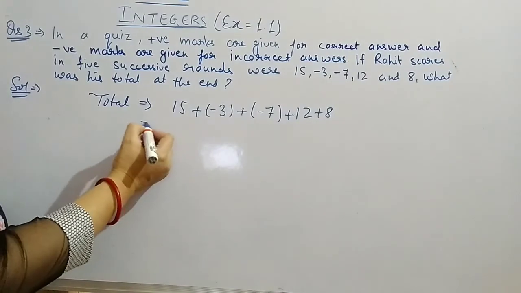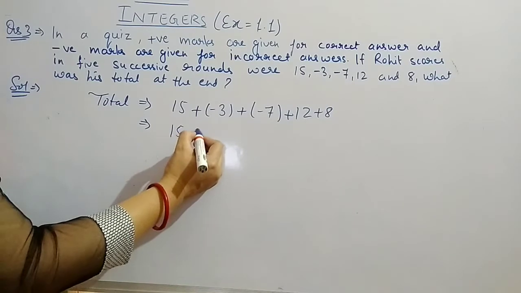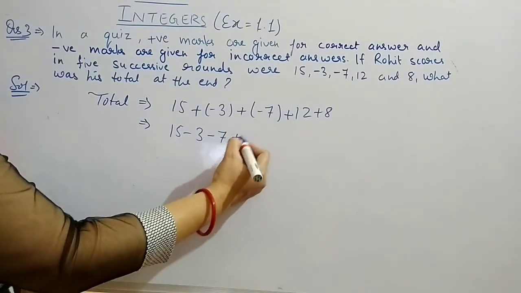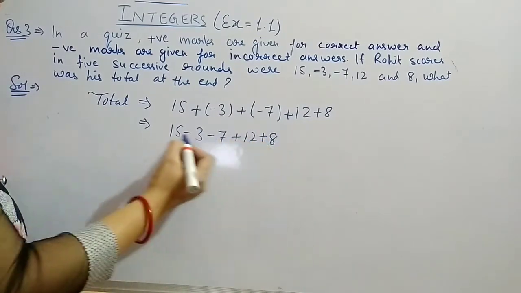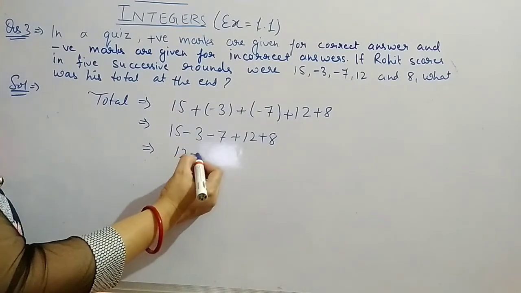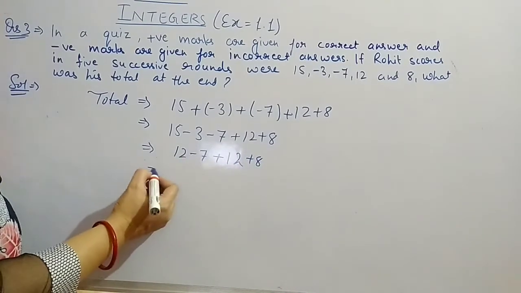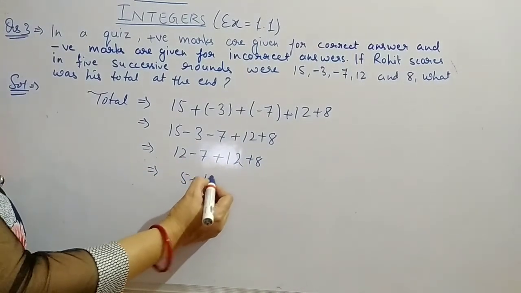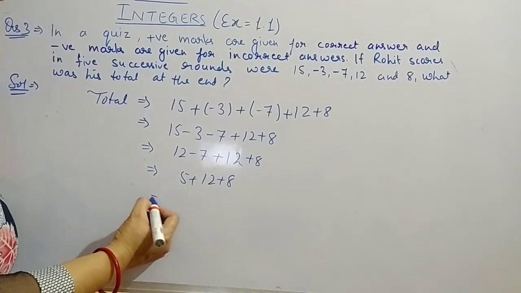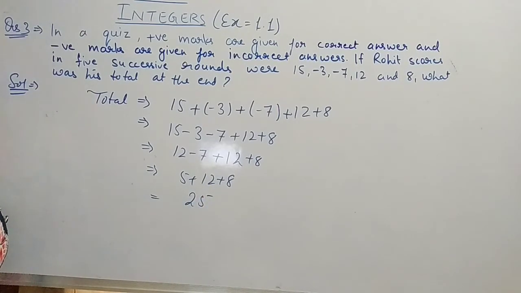Now 15, first make these symbols one symbol. Plus and minus will become minus. Here also plus and minus will become minus. Plus 12 and plus 8. Now 15 minus 3 is 12. Remaining you write as it is. 12 minus 7 is 5. Plus 12 plus 8. Now you can add 5 plus 12, 17. 17 plus 8, 25. So his final score will be 25.